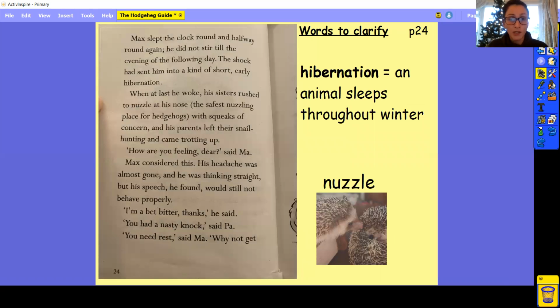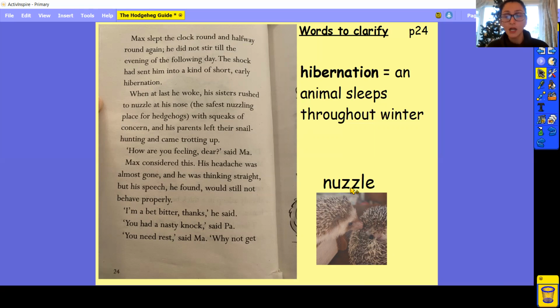So, words before we pause this, we've got hibernation. Can you say that? Hibernation. Hibernation is when an animal goes to sleep during the winter months because there's not enough food around. Hedgehogs do this. Because there's not enough food during the winter months, they have to sleep throughout the winter and they reawake in the springtime when there's more food around.